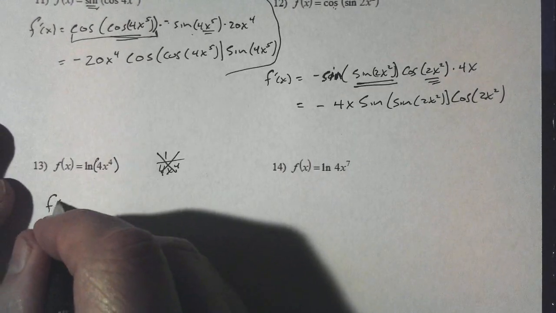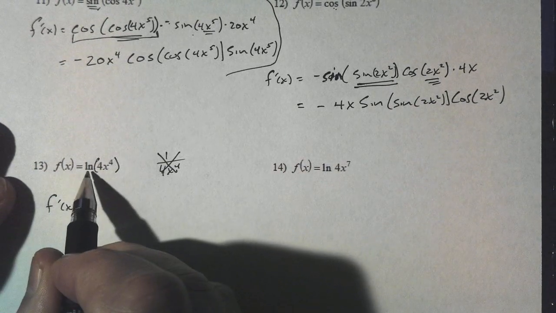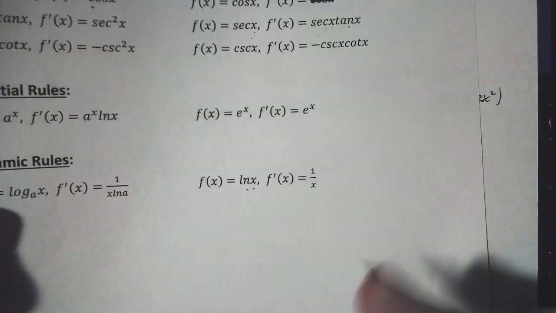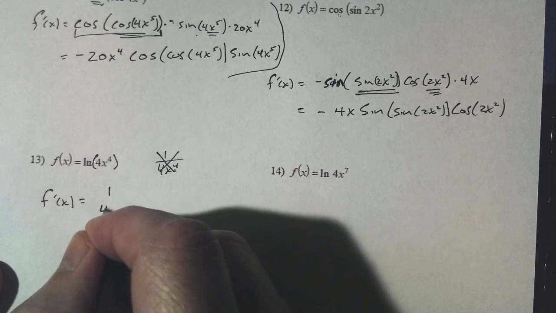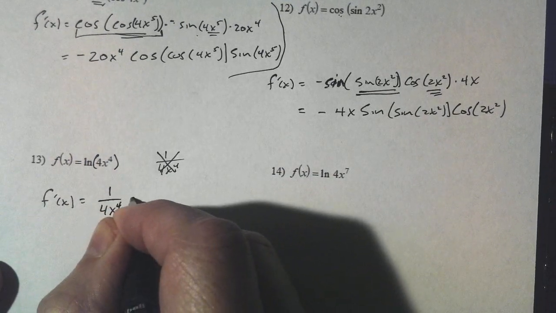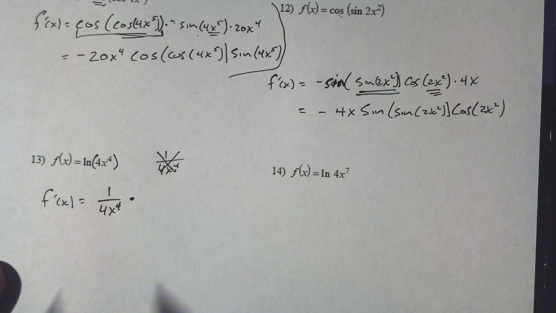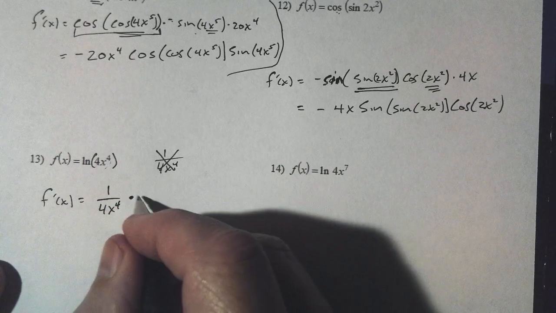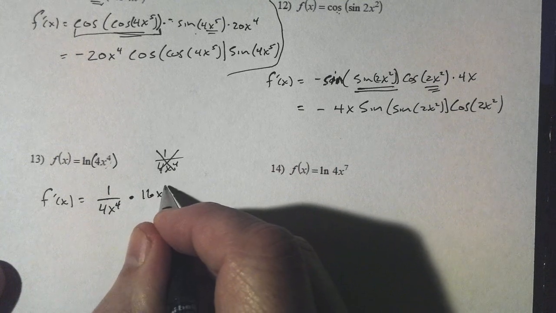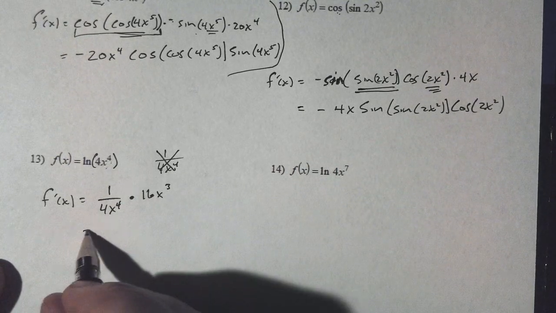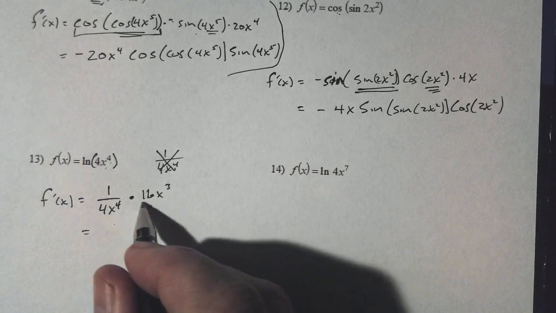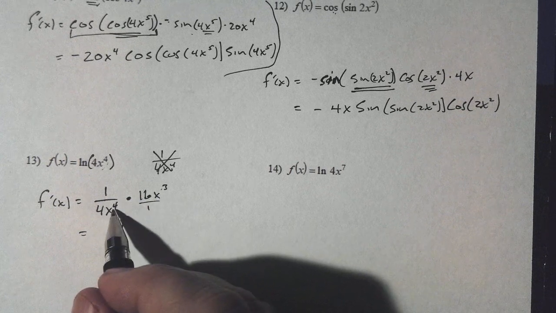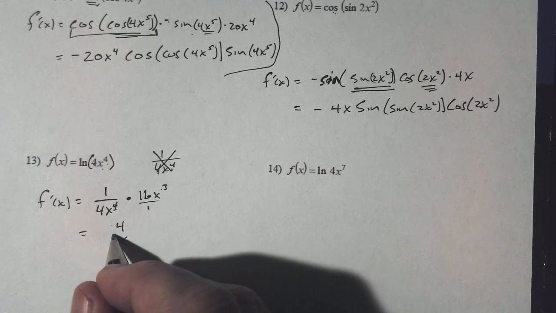So f prime of x is treat the mama, the derivative of ln of something is 1 on that thing. So this is 1 on, leave the baby alone. Now, treat the baby. The derivative of the baby function is 16x to the third. And now we can do some reducing. And we get 16 divided by 4, 4, x cubed cancels 3 of those on x.